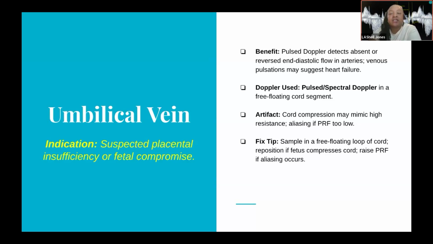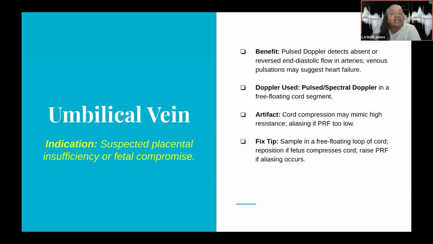Now, let's look at the artifact. With artifacts seen in this particular case, cord compression may mimic a high resistance. And so you definitely want to sample in different areas of the cord. If you notice aliasing, PRF may be too low in this case. So sample in a free floating loop of cord, or have mom lay on her side or so forth to reposition the fetus if the cord is truly compressed. Raise your PRF if the aliasing occurs.